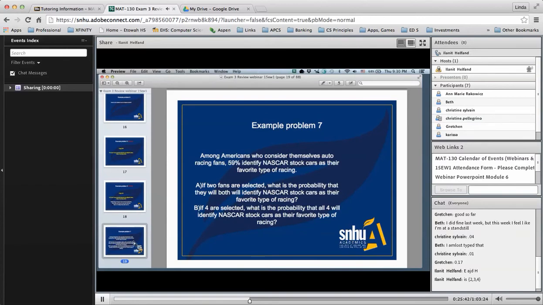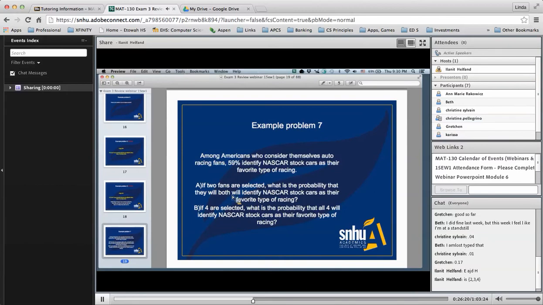If 2 fans are selected, what is the probability that they will both identify NASCAR stock cars as their favorite type of racing? And if 4 are selected, what is the probability that all 4 will identify NASCAR stock cars as their favorite type of racing? The first thing I want you to notice is that this is an and problem. When we have 2 fans being selected, what's the probability that they will both? That means fan 1 likes NASCAR the best, and fan 2 likes NASCAR the best.